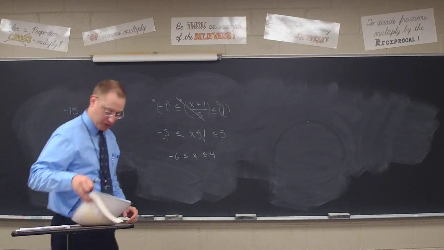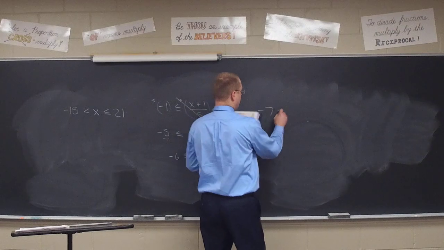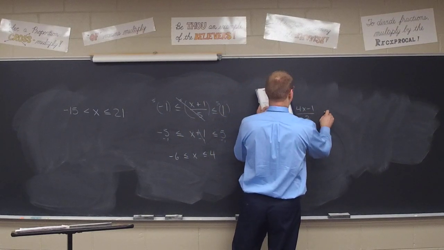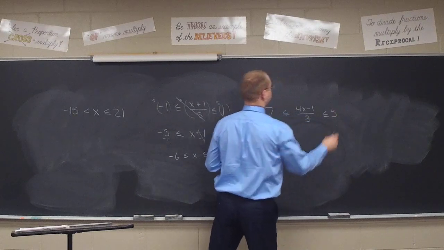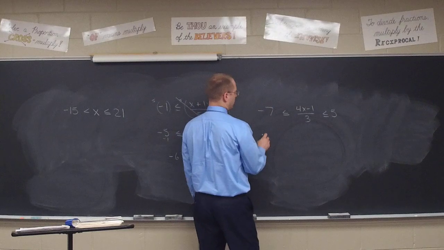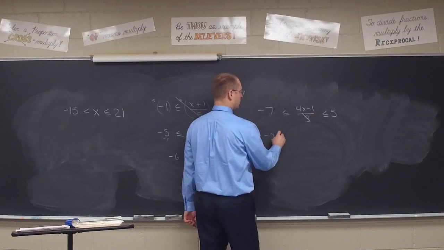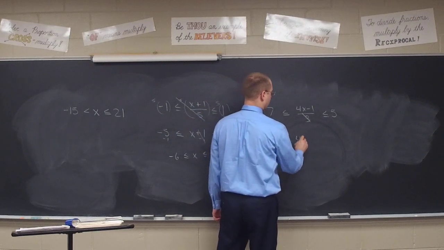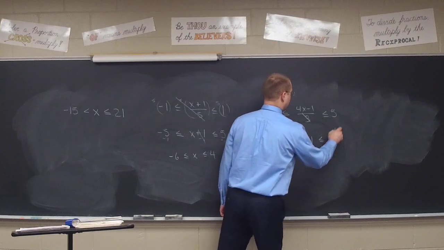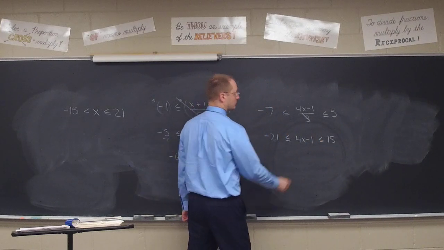Kyla, this one's going to take 3 steps. Negative 7 is less than or equal to (4x minus 1)/3, which is less than or equal to 5. What do we do? Multiply everything by 3 to get negative 21 less than or equal to 4x minus 1 less than or equal to 15. There we go. Then? Add 1 to each side.